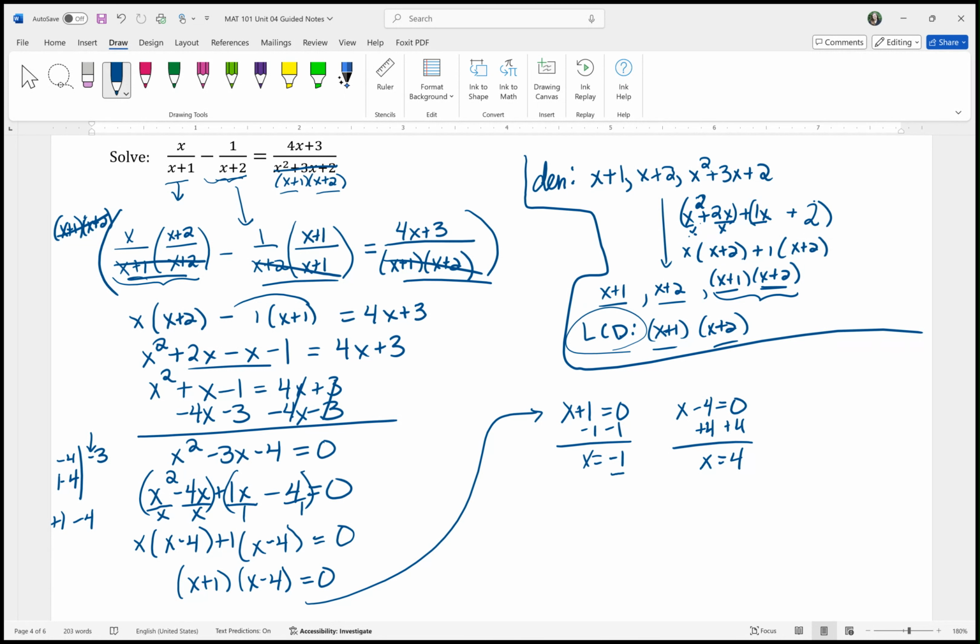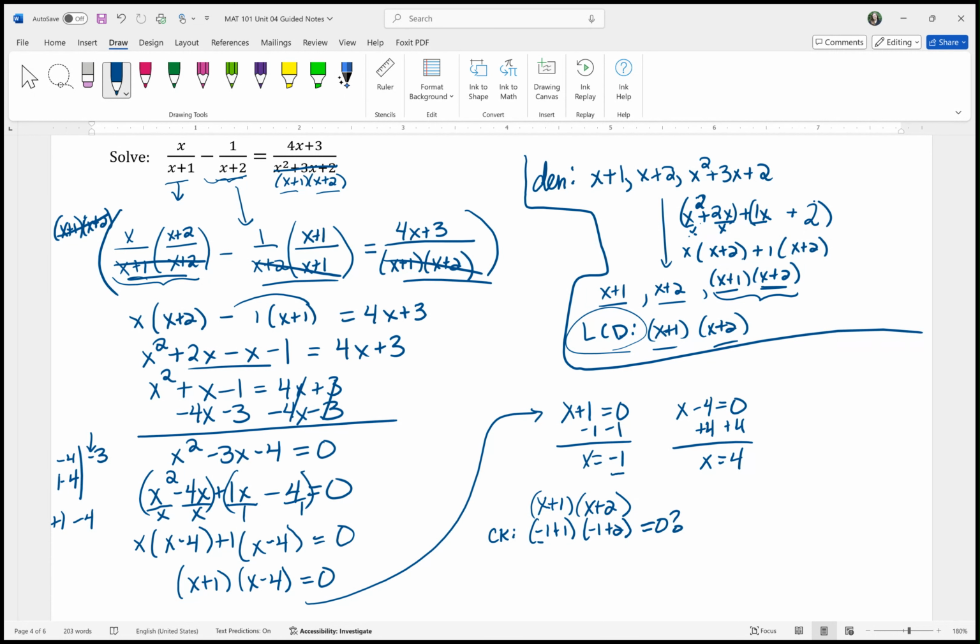Okay, so let's check this. Here's how I check it. I go back to my LCD. My LCD is x plus 1 times x plus 2. I am checking by substituting in -1. So -1 plus 1 and -1 plus 2. Does that equal 0? That's the question.